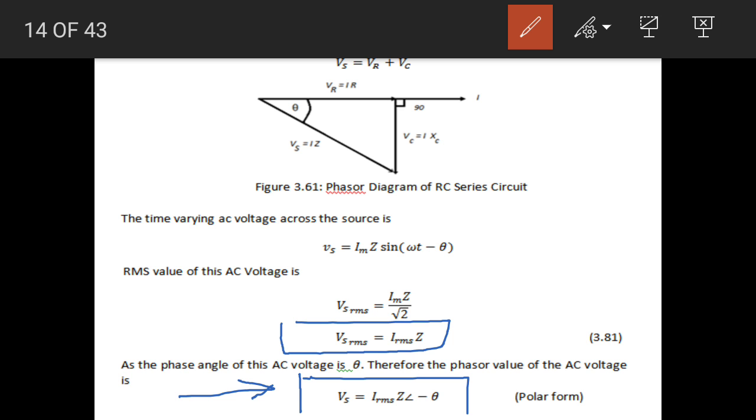We can calculate theta. Let us focus on the phasor diagram. If we focus on the phasor diagram, there is a right angle triangle in this diagram, and each side of this right angle triangle gives you some voltage. The base of this right angle triangle gives you the voltage across the resistor. The perpendicular of this right angle triangle gives you the voltage across the capacitor, and the hypotenuse of this triangle gives you the voltage across the source. So let us consider this voltage triangle on the next slide.